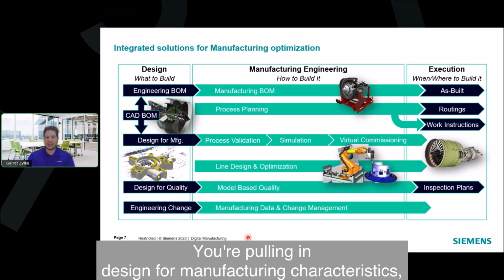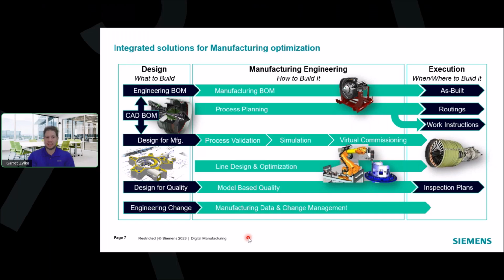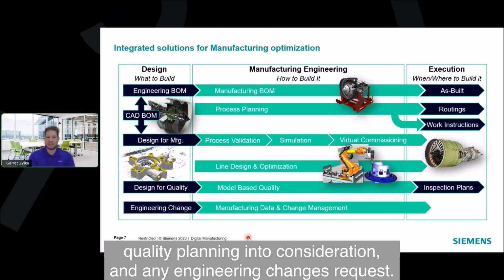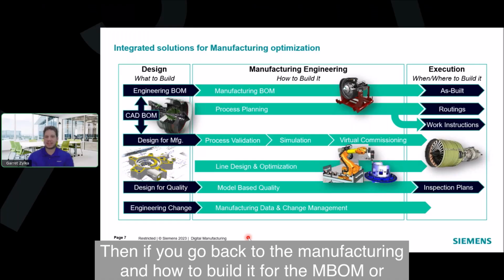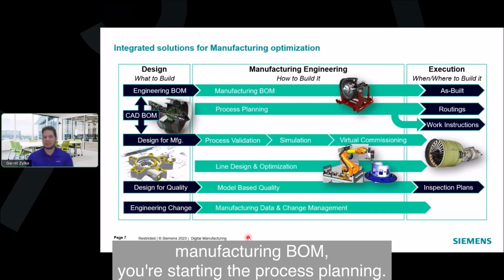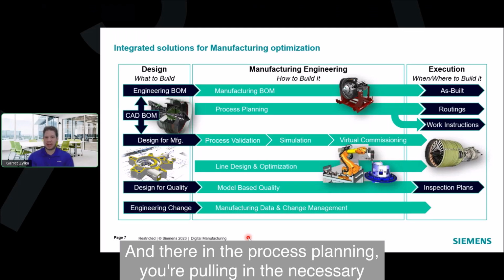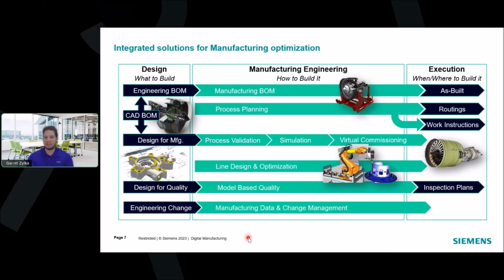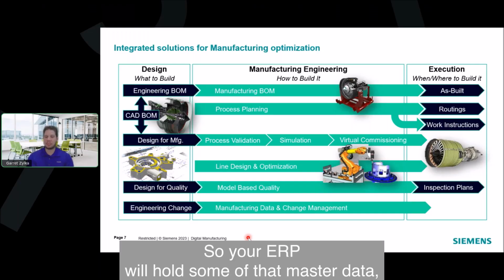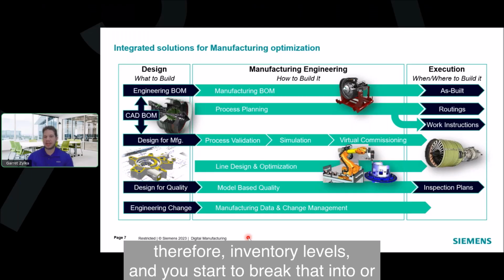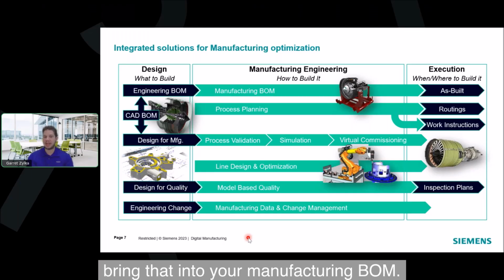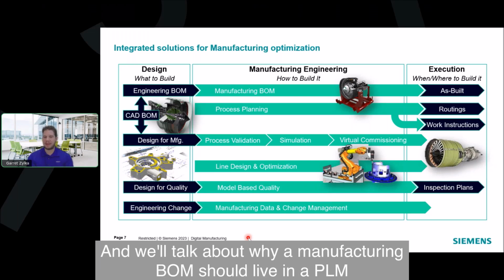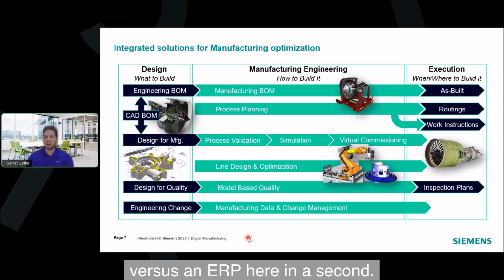You're pulling in design for manufacturing characteristics, quality planning into consideration, and any engineering change requests. Then if you go back to the manufacturing and how to build it for the MBOM, or manufacturing BOM, you're starting the process planning. And there in the process planning, you're pulling in the necessary materials from your ERP. So your ERP will hold some of that master data, therefore inventory levels, and you start to break that into, or bring that into your manufacturing BOM. And we'll talk about why a manufacturing BOM should live in a PLM versus an ERP here in a second.